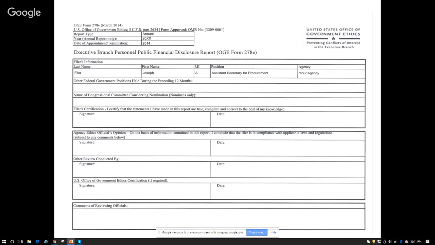We can see that the filer has been here since 2014, so you should have a new entrant report and at least one prior annual report for that filer. I strongly recommend that as part of your review process, you compare the current report to the prior reports. If the holdings are the same and the filer's duties have not changed, then that should make your review process much easier.